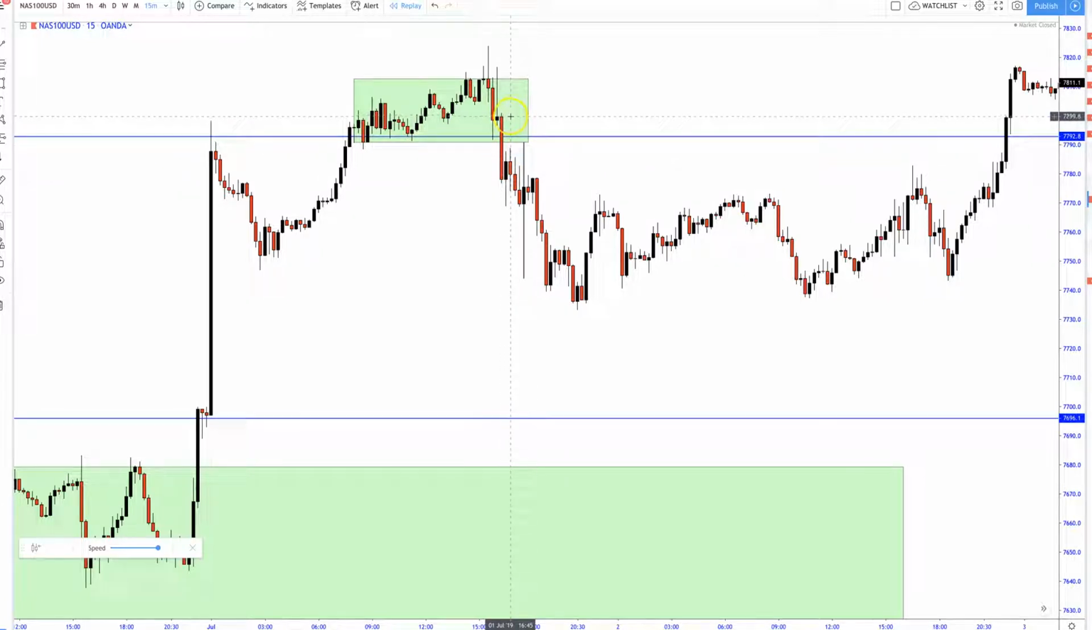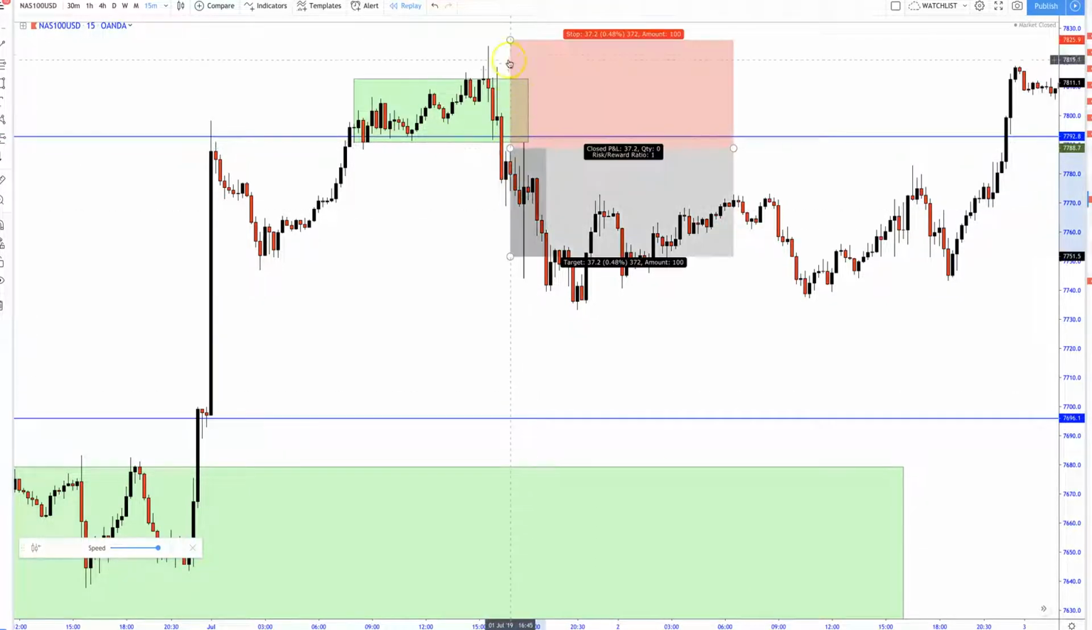I'm cool with 110 pip reward. Then you would go, okay, cool. Now you grab your short position tool. Get your short position tool out. We're entering here. Stop loss is above that wick, 130 pips.